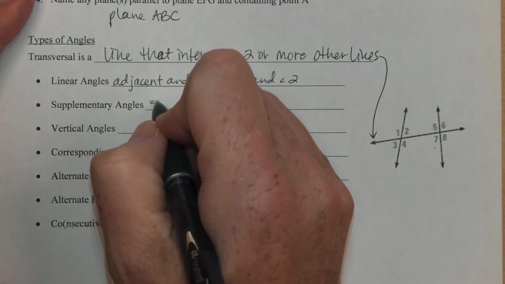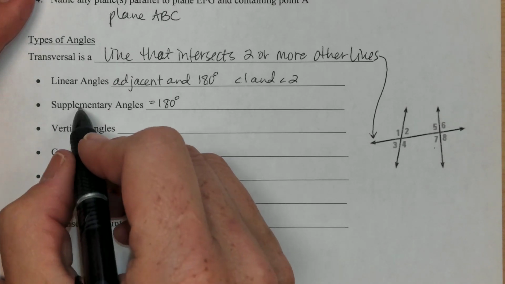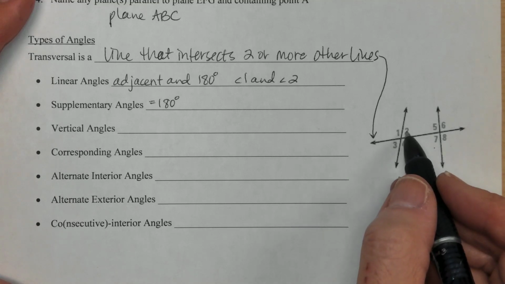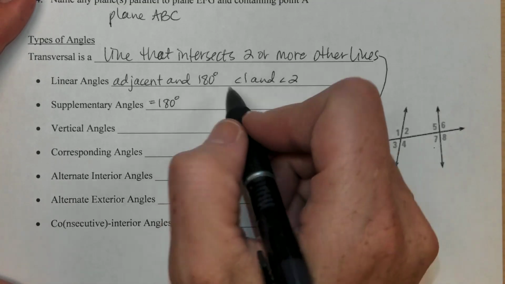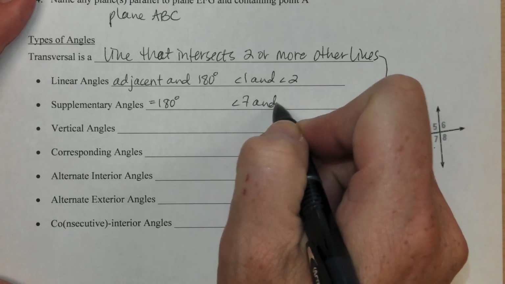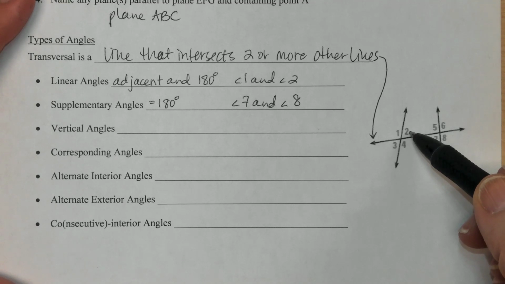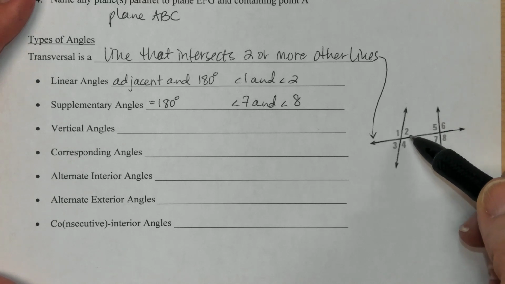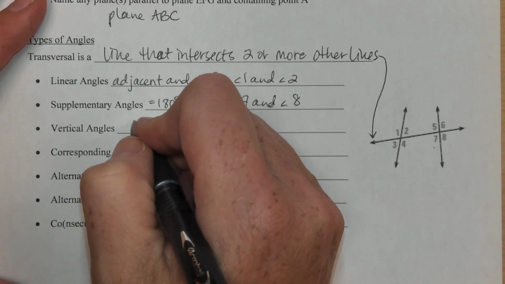Supplementary angles, it means that they equal 180. In our picture with no measurements, it is essentially meaning that they are linear. So they have to be next to each other and they make 180. So instead of 1 and 2, which I totally could use, I'm just going to use 7 and 8 as an example. There are lots of them. 1 and 3, 3 and 4, 4 and 2. Any of them that are kind of back to back, adjacent, and you can connect them by that 180 rainbow, those are supplementary.